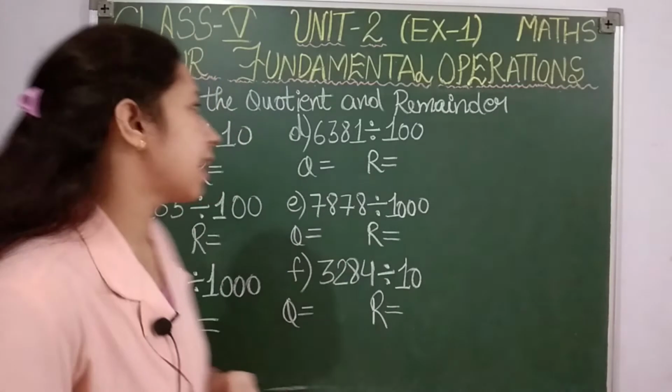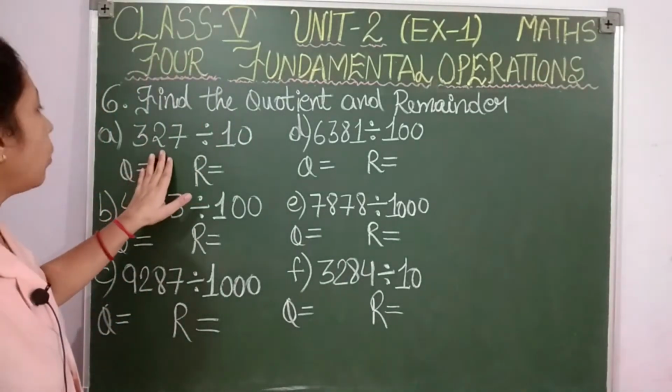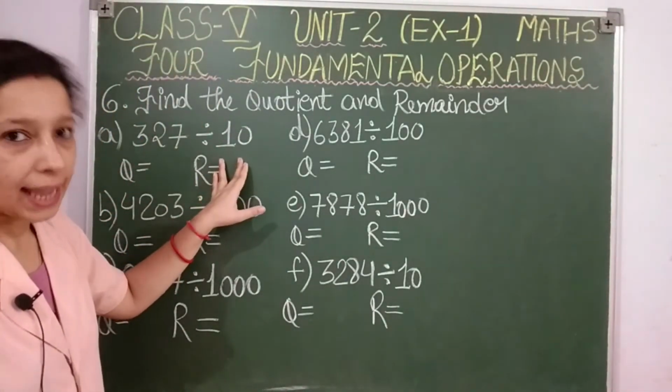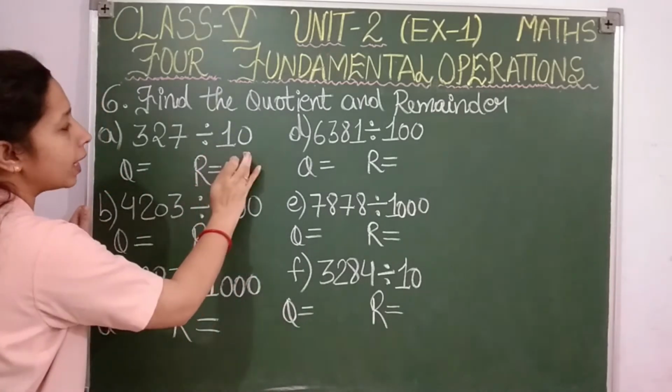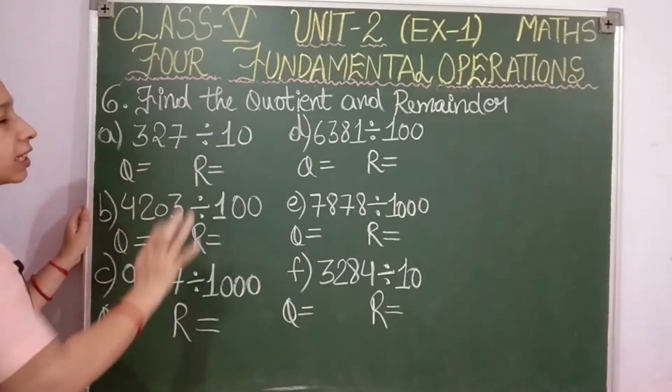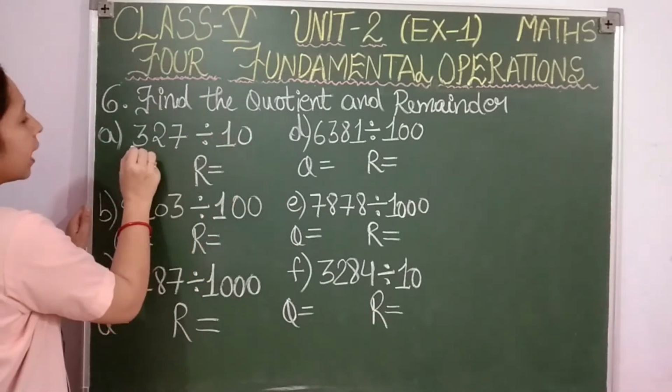So students, let us see the exercise questions. 327 divided by 10. I have already explained this. Now let us use that trick and solve. 10, how many digits, students? 2 digits. But here a 3 digit number is there. No problem. First take 2 digit numbers.